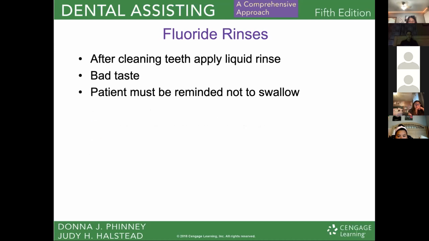Fluoride rinses should be used after cleaning the teeth. So after you do that, you want to apply the liquid rinse. A lot of times these don't really taste very well. And patients must be reminded not to swallow because we don't really want to ingest fluoride. We just want to use it as a topical solution.